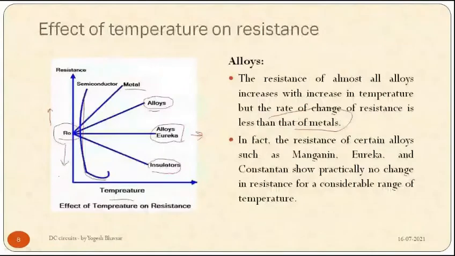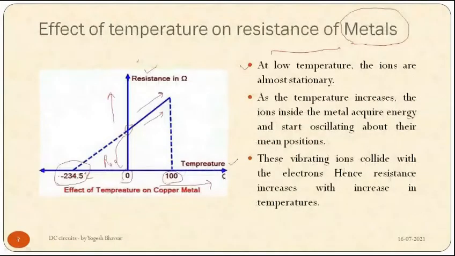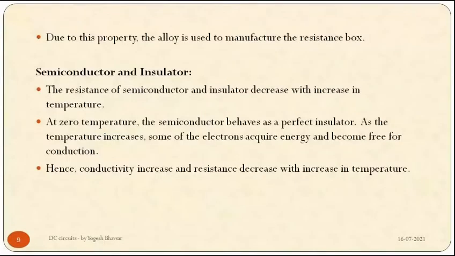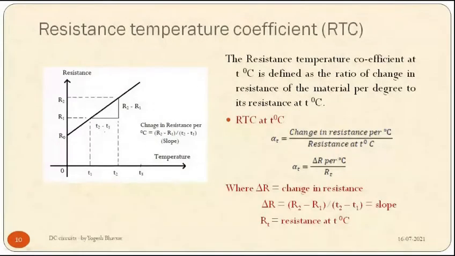The curve we have studied, the effect of temperature on the resistance of conductors, this curve we will consider, and we will define RTC, resistance temperature coefficient. On the x-axis there is temperature, on the y-axis there is resistance. Different values of temperature, T1, T2, T3, and different values of resistance, R0, R1, R2. The curve is linear, so we can calculate the slope of the curve, which is R2 minus R1 divided by T2 minus T1. This is the change in the resistance per degree Celsius.